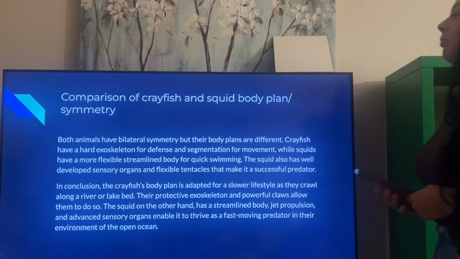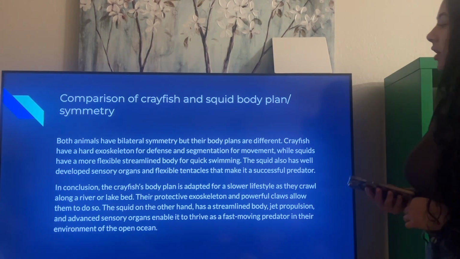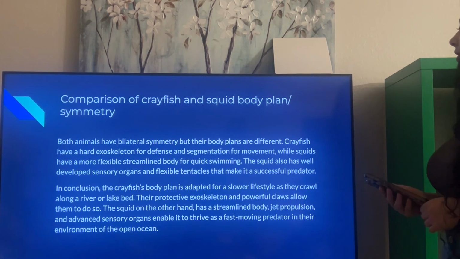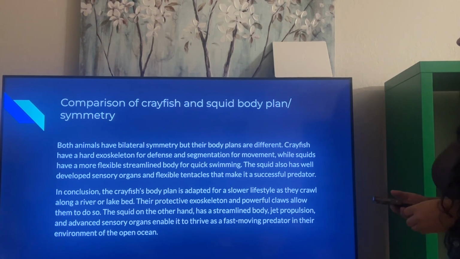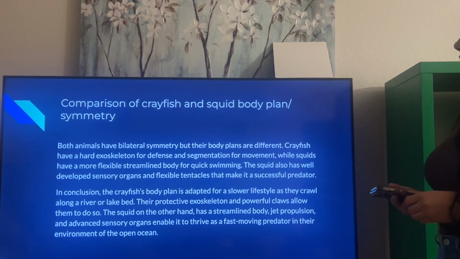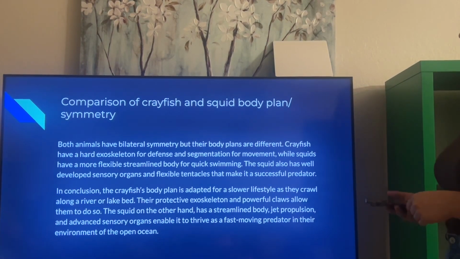So to compare, both animals have bilateral symmetry, but their body plans are different. Crayfish have a hard exoskeleton for defense and segmentation for movement, while squids have a more flexible, streamlined body for quick swimming. The squid has well-developed sensory organs and flexible tentacles that make it a successful predator.